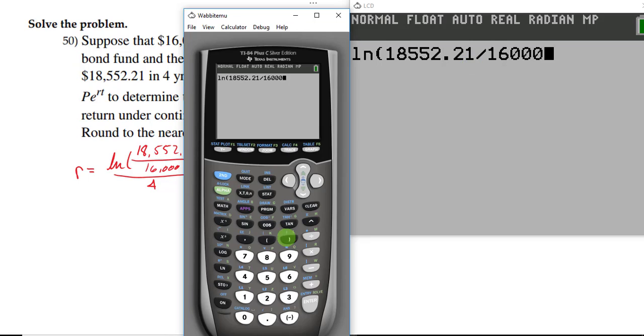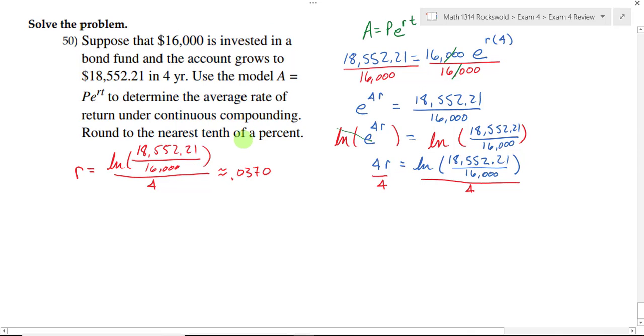So I've got this natural log. The argument is now in parentheses, and then I divide the whole thing by 4. And I need 4 decimal places, so this is going to be 0.0370. Now you want to write your answer as a percent because it was asking for your answer as a percent, and that's going to be 3.70% interest. And that would be your final answer.